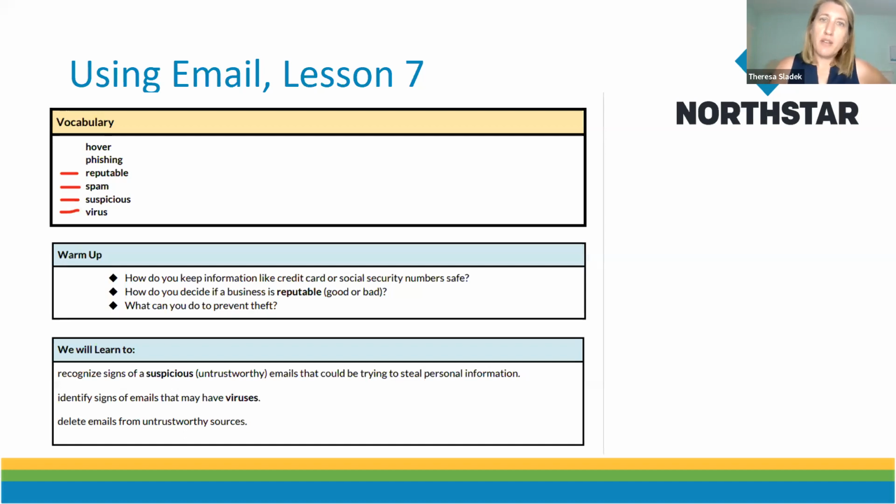In that world without computers, how can you keep information like your credit card numbers or your social security numbers safe from those who should not have that information? What are some ways that you can do that in a non-computer world? Becky says, keep them in a place no one else knows about. Don't write any passwords anywhere, hide it in your mattress, tear up your receipts, memorize, that's a good one. Lock them in a safe. These are all great ideas for keeping that information private and safe.